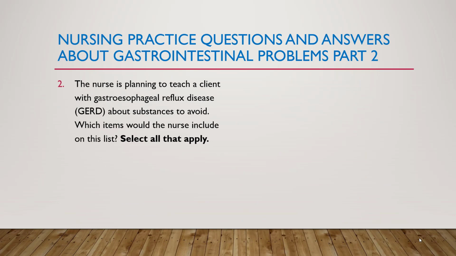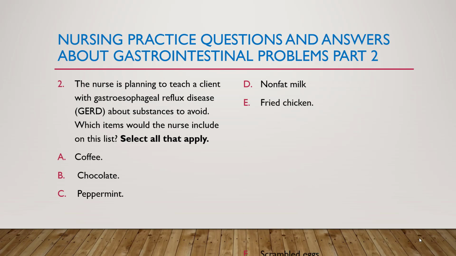Question 2. The nurse is planning to teach a client with gastroesophageal reflux disease, GERD, about substances to avoid. Which items would the nurse include on this list? So select all that apply. Option A, coffee. Option B, chocolate. Option C, peppermint. Option D, non-fat milk. Option E, fried chicken. Option F, scrambled eggs.